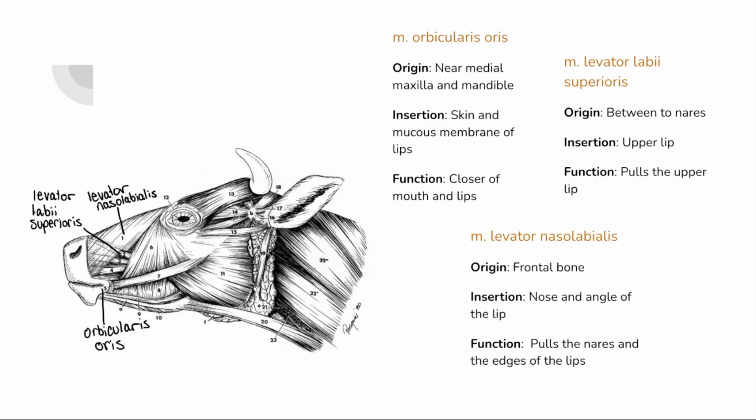Then there's the levator labii superioris, which originates between the nares and inserts at the upper lip, and its function is to pull the lip up. An example of this muscle in action is during the Flehmen response in horses due to pheromone stimulation. And then there's also the levator nasolabialis muscle, which originates at the frontal bone and it inserts at the nose and the angle of the lip, and it pulls the nares and the edges of the lips.